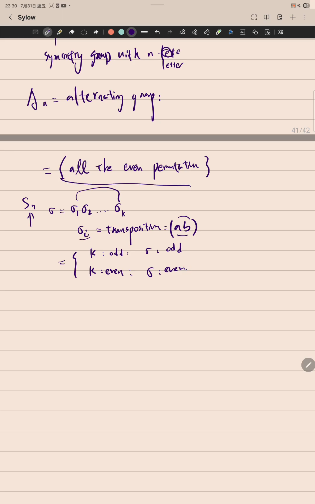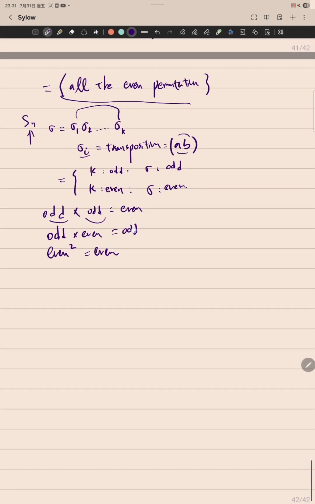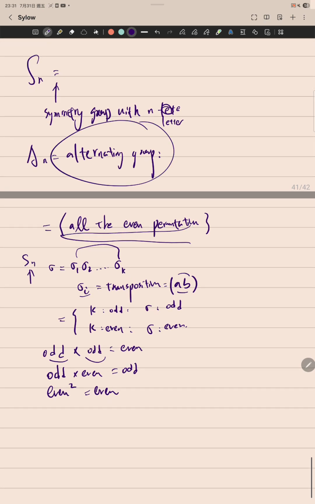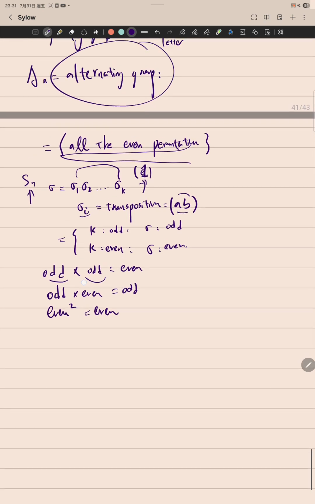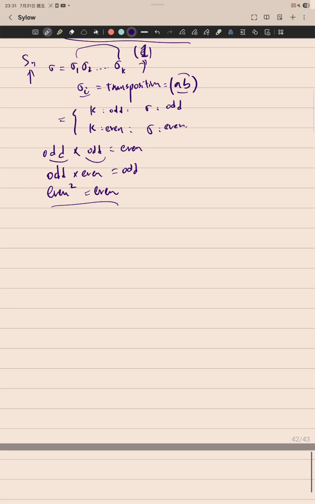There's a simple rule that one can prove, but I'm not gonna prove it: if you combine odd and odd permutations, you get an even permutation. If you combine odd and even, you get odd. If you do even times even, you get even. So if you collect every even permutation, and include the identity, because the identity does not permute anything, so it should be viewed as even, then An will form a group for this reason.